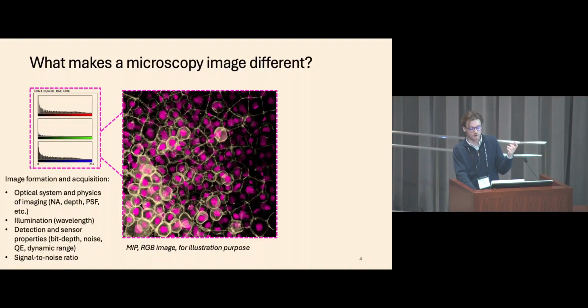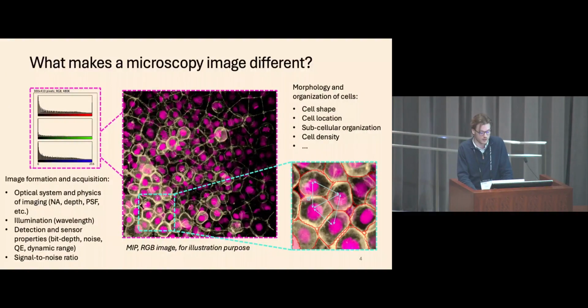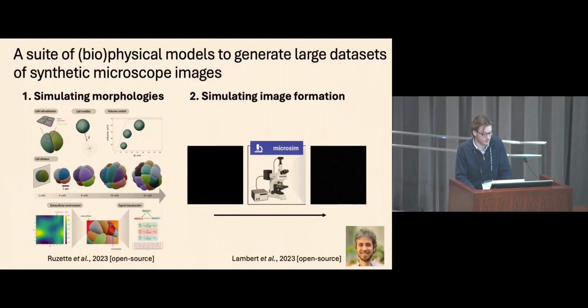And then, of course, microscopy images capture the morphology and organization of cells. That includes their shape, their location, their subcellular organization, the density of those cells in the tissue, and so many more cell properties that we also need to address in order to tackle the realism of microscopy images. In this talk, I really want to address those two key drivers making up a final microscope image.